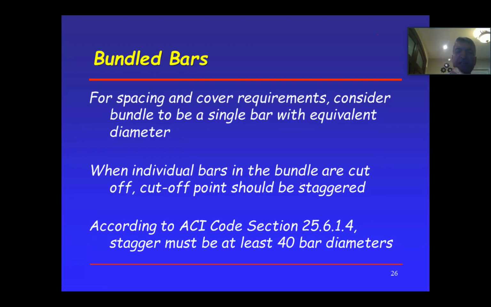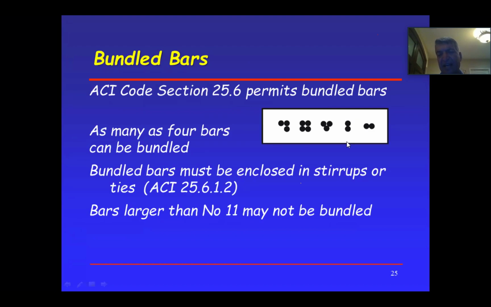When individual bars in the bundle are cut off, points should be staggered. If you have bundled bars like this, and there's a cutoff point, as you go along, let's say these are the bars in my fingers here, if you're gonna cut them, don't do that. What you do is cut one at a point, continue the other one, and then cut the other one later. That means you are staggering the cut, because if you cut them at the same location, you have a weak point. So it says stagger that.